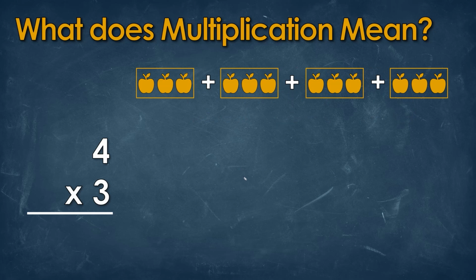Now let's try this one. So we have 4 groups with 3 apples in each group. We see that, right? 1, 2, 3, 4 groups. And we have 1, 2, 3 apples in each group. Let's add all of these together. So 1, 2, 3, 4, 5, 6, 7, 8, 9, 10, 11, 12. So 4 times 3 is 12.